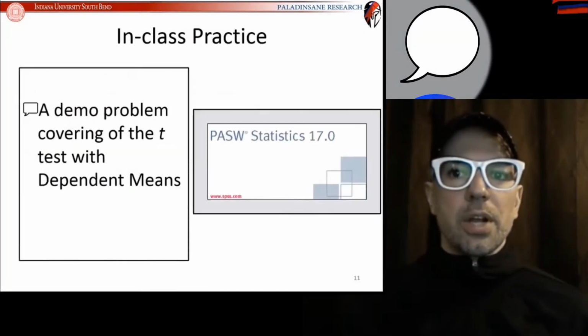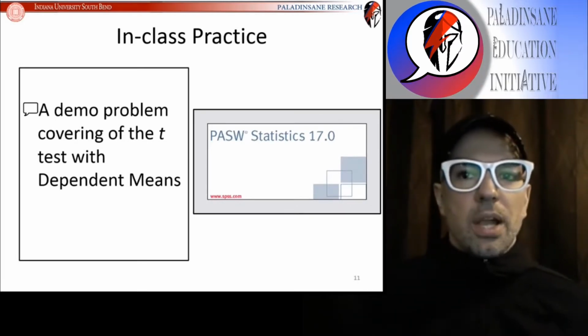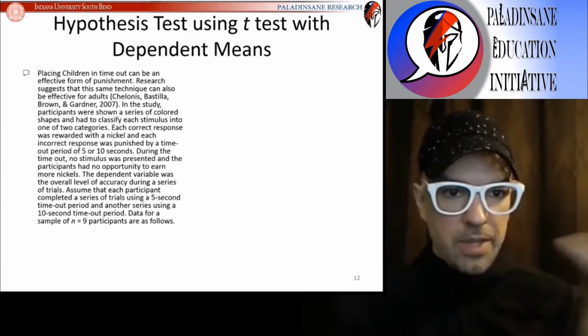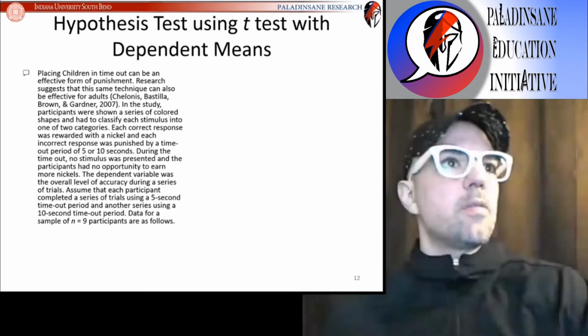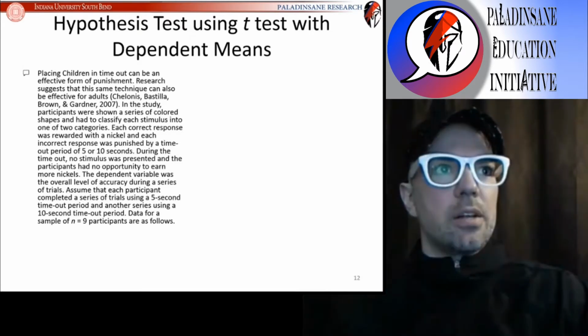All right, we're going to dive right into our in-class practice demo problem. Let's begin with a description of this problem. I will read from the description right now. Placing children in timeout can be an effective form of punishment. Research suggests that this same technique can also be effective for adults.